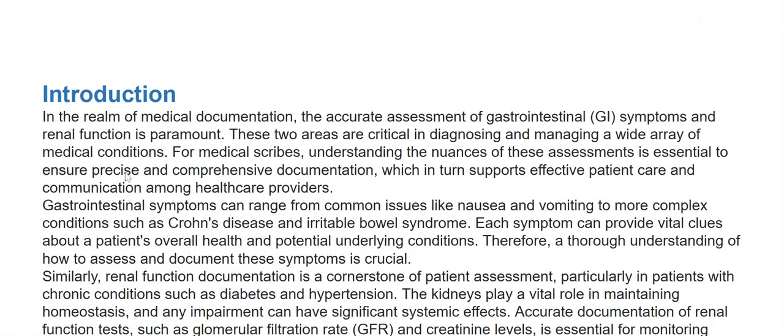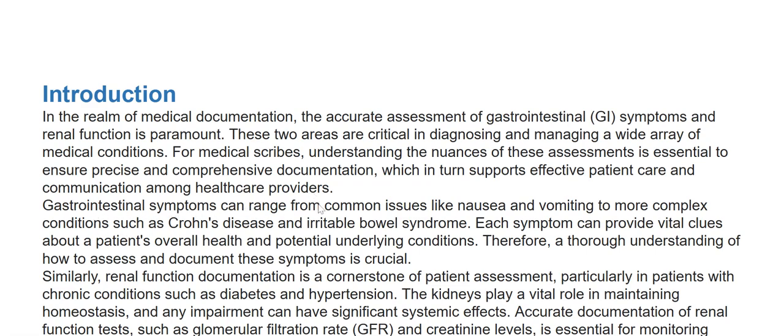Introduction. In the realm of medical documentation, the accurate assessment of gastrointestinal (GI) symptoms and renal function is paramount. These two areas are critical in diagnosing and managing a wide array of medical conditions. For medical scribes, understanding the nuances of these assessments is essential to ensure precise and comprehensive documentation, which in turn supports effective patient care and communication among healthcare providers.